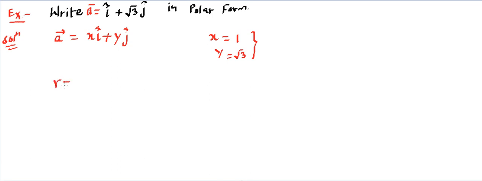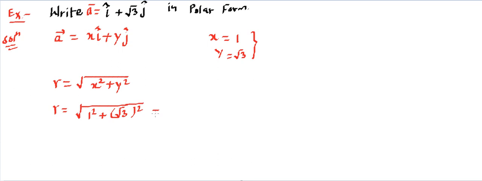How to get the r value? As per the rule we have talked about, r is equal to the square root of x square plus y square. Now let's put the values of x and y. X is 1, square of 1, then square of root 3, that's a square root overall. So this converts into 1 plus 3, which is the square root of 4, which is equal to 2 units. So the magnitude is 2. The r value we have calculated is equal to 2.